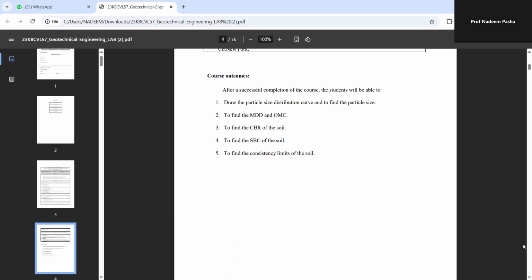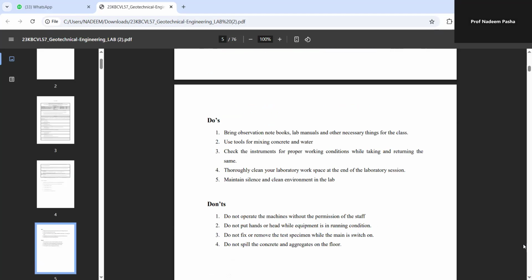So, what are the outcomes of this course? After the successful completion of this course, the students will be able to draw the particle size distribution curve and to find the particle size, to find the maximum dry density and optimum moisture content, to find the CBR of the soil, to find the SBC of the soil, to find the consistency limits of soil.